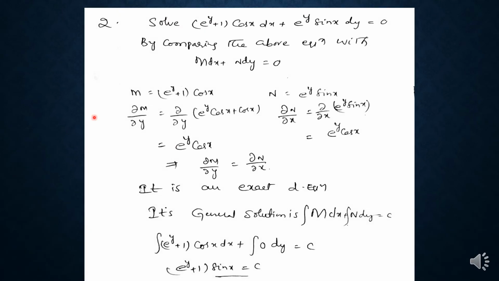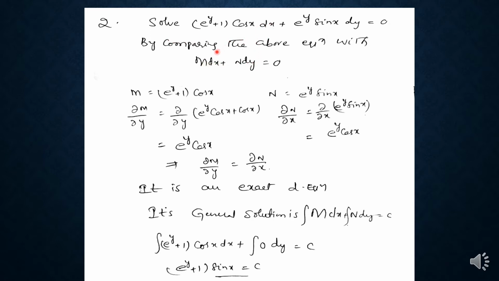Next, solve (e^y + 1) cos x dx + e^y sin x dy = 0. In the previous chapter, with the variable separable method, we solved this problem. We can solve this in the variable separable method, or in the exact method also, it is possible.